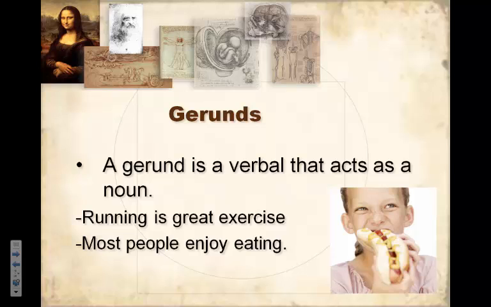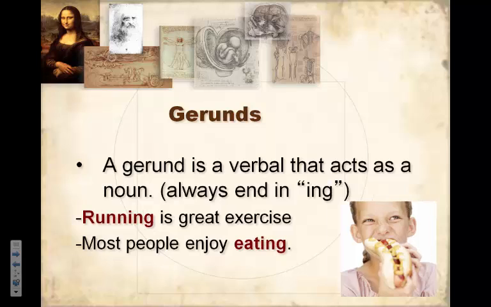So examples of sentences with gerunds: Running is great exercise, and most people enjoy eating. Okay, so if we look more closely at these sentences, running is being used as the subject of the first sentence, so it's a noun, and eating is being used as a direct object. People enjoy what? Eating. So if it's being used as a direct object, that means that it's a noun. So in this case, the gerund is not functioning as a verb in a sentence, which is why running and eating are not verbs.